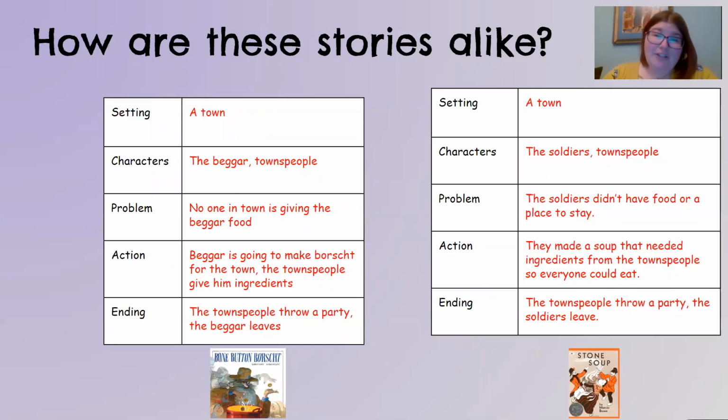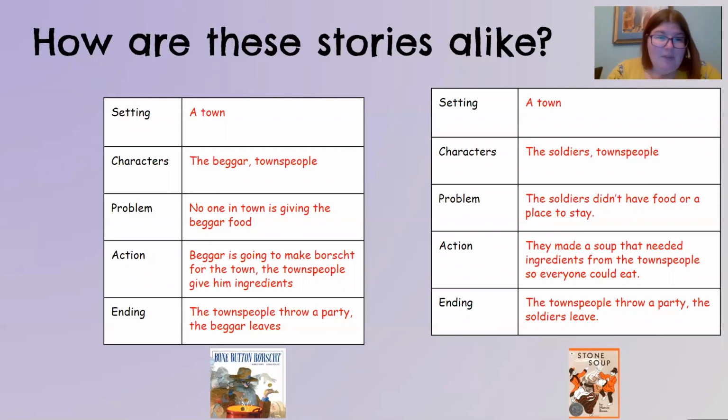So when I first look at these scape charts, you can go ahead and give me a double thumbs up if you found the same thing I did. The first thing I notice is that they both take place in a town. Double thumbs up if you got that. I also see that in the characters, they both have townspeople. Double thumbs up if you got that.